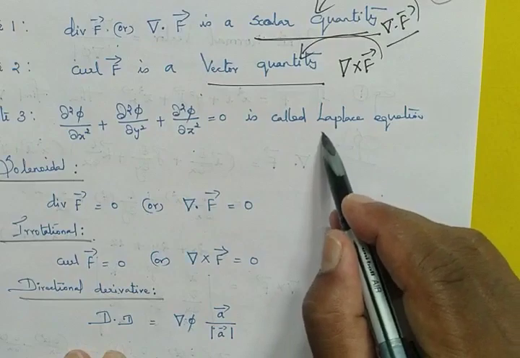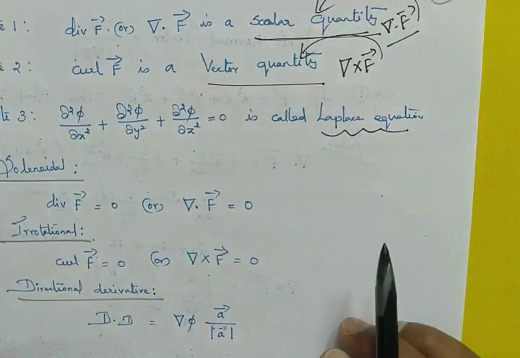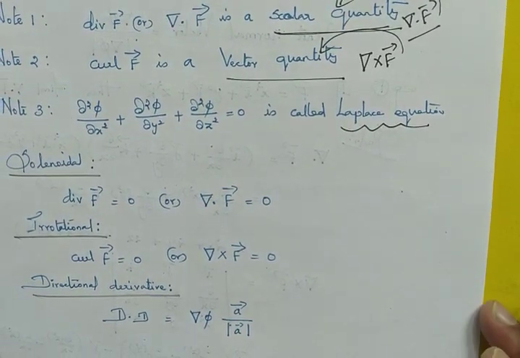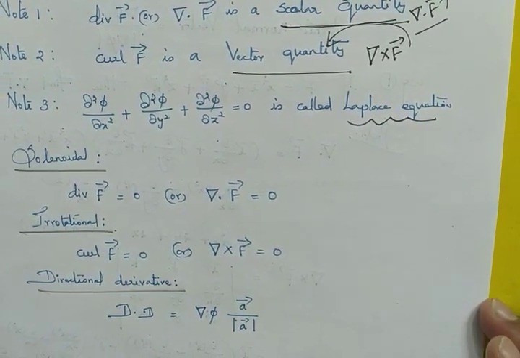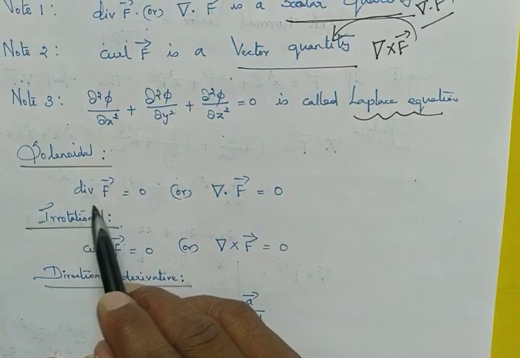It's called the Laplace equation, the second order of this. Continuing with vector differentiation, another important property is solenoidal. Solenoidal means divergence of f equal to 0.